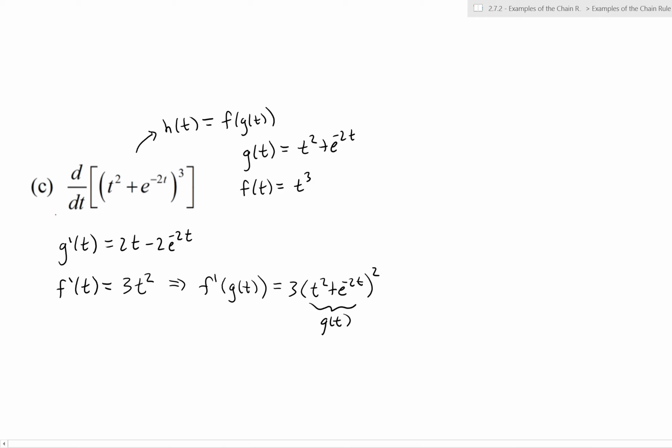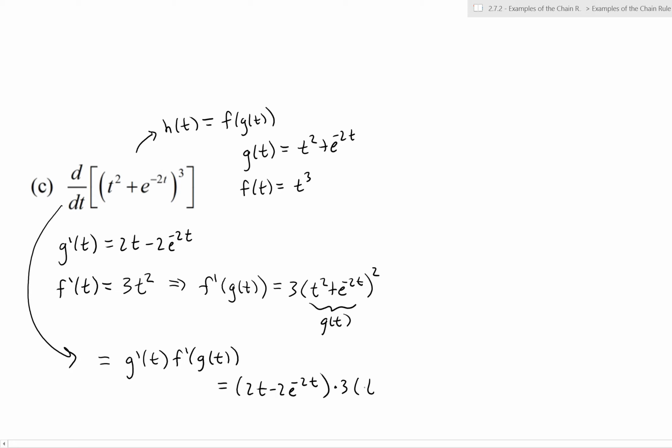Thus, our derivative is going to be equal to g prime of t times f prime of g of t, which is 2t minus 2e to the negative 2t. There's my g prime of t, times f prime of g, 3 times t squared plus e to the negative 2t quantity squared.